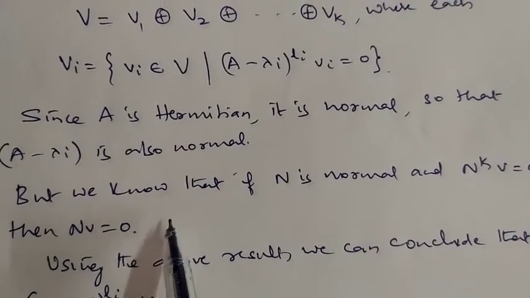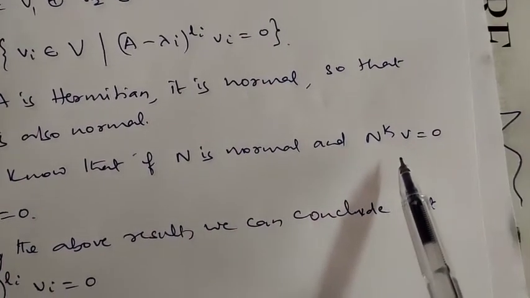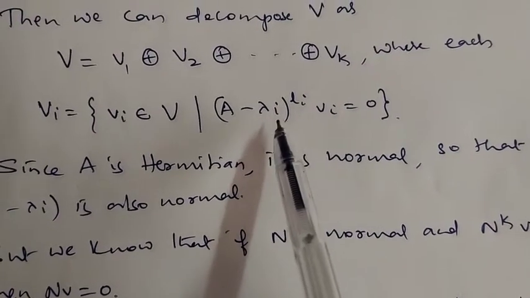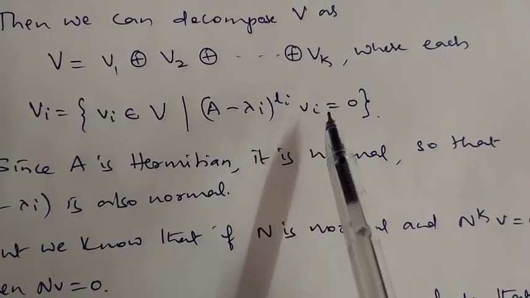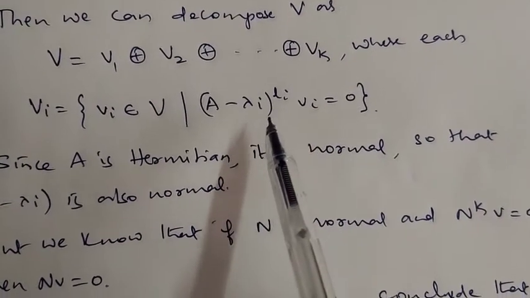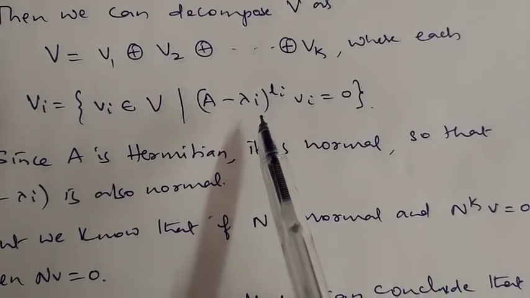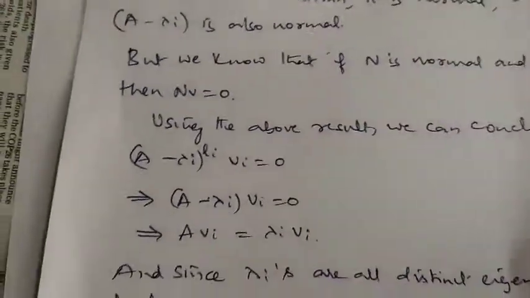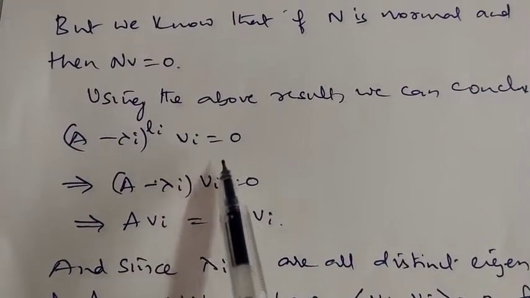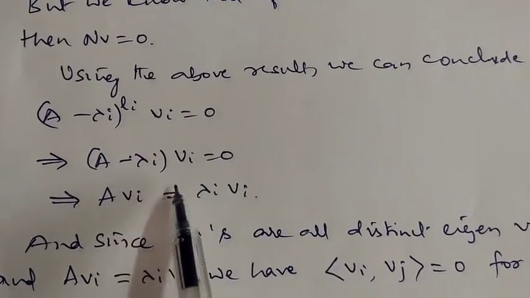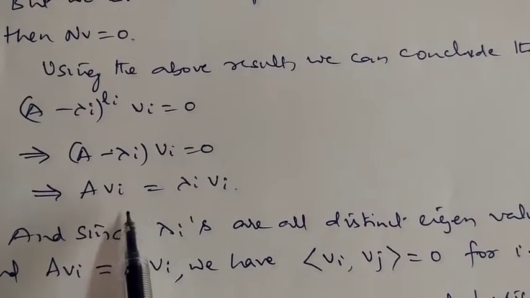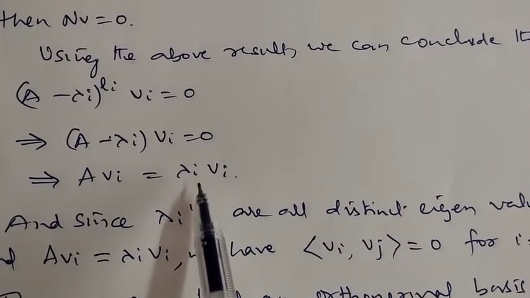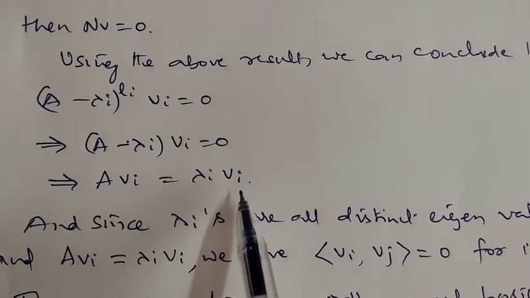But we know that if N is normal, then N to the k of v is 0 means N of v is also 0. Accordingly, since (A minus lambda) to the power Li is normal, we can declare that (A minus lambda) to the power Li of vi is 0 implies (A minus lambda) of vi is 0. This implies A of vi is equal to lambda into vi. Therefore, lambda becomes the eigenvalue and vi becomes the corresponding eigenvector.